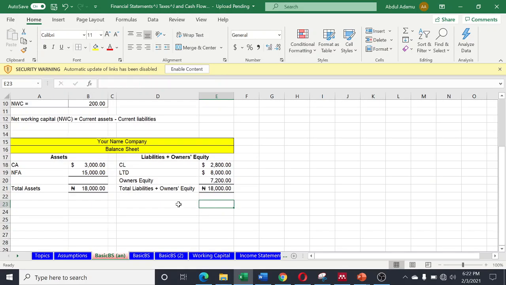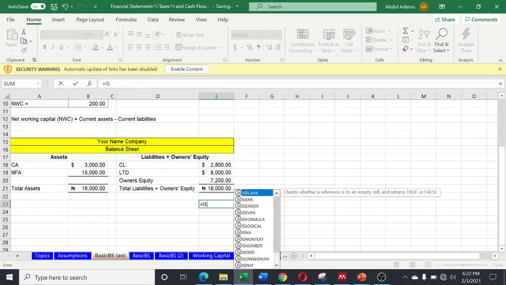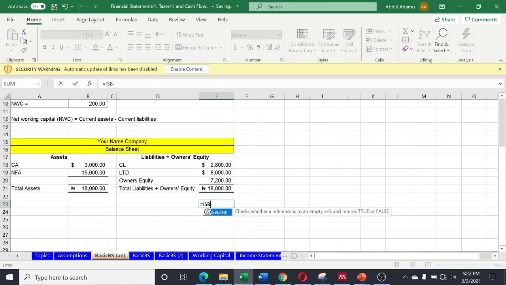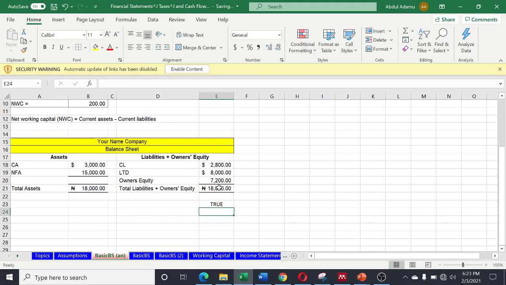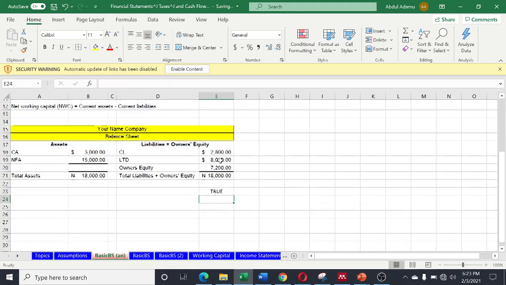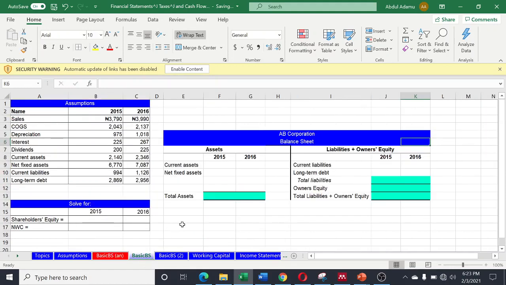So if you want to test whether it balances, we can use a logical test: equals, is total asset equal to total liability. You can see it's true. That means our balance sheet balances. Now the next thing we look at is we have an example and an assumption.